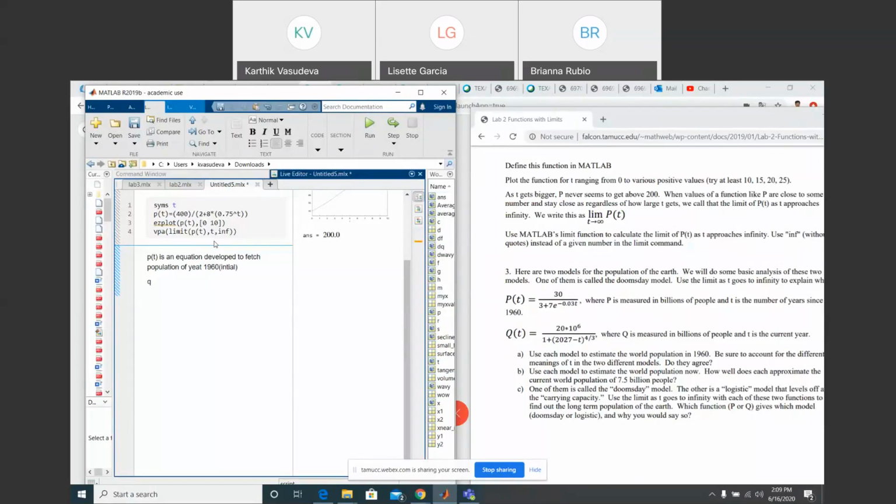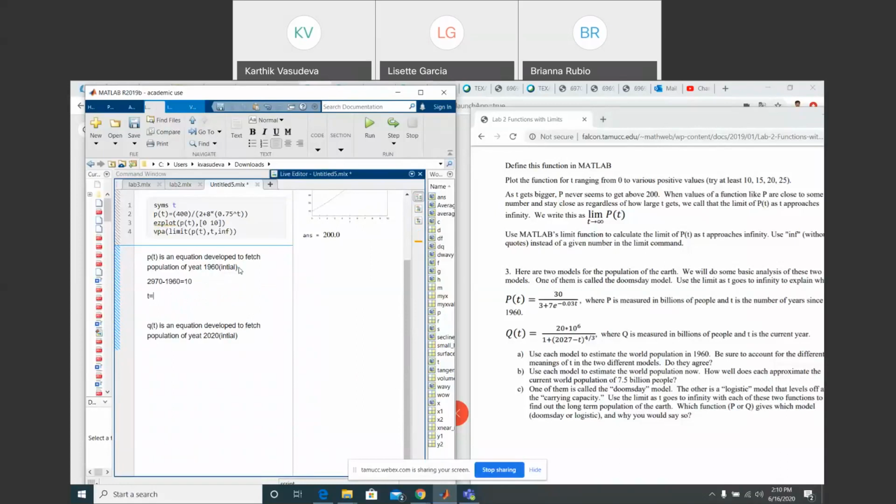Similarly, Q of t is an equation to solve or to fetch the population in the year 2020. That is the current year. Now, if you want to look at the population in the year 1970 using P of t, this is what you have to do: 1970 minus 1960, which is equal to 10.